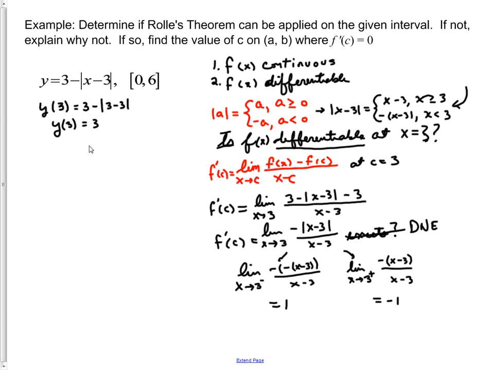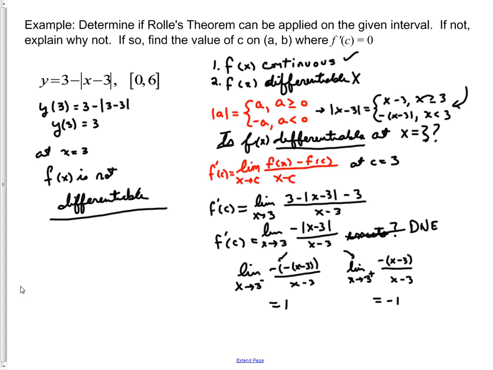And so we say that at x equals 3, f of x is non-differentiable. Since it is continuous but not differentiable, we say that Rolle's theorem cannot be applied. And this is the reason why.